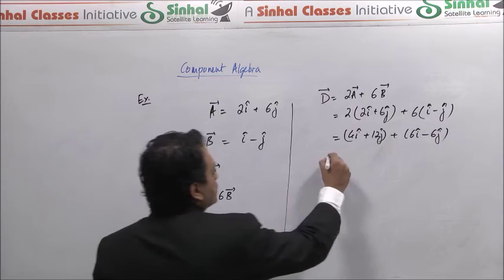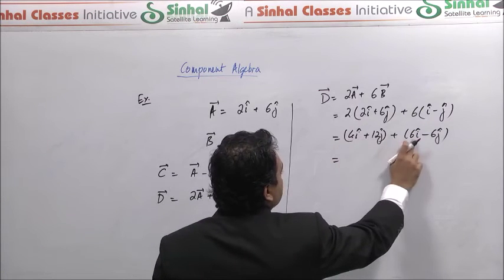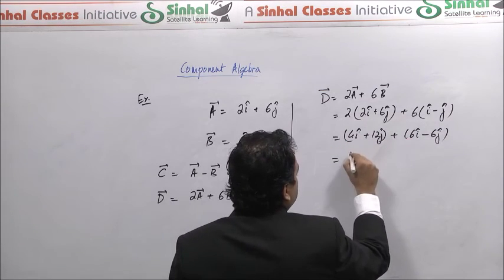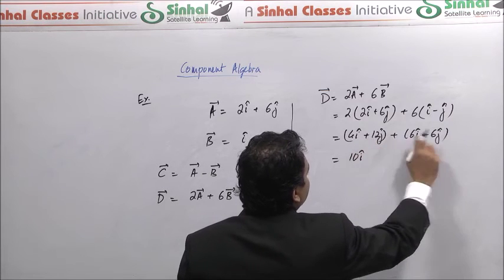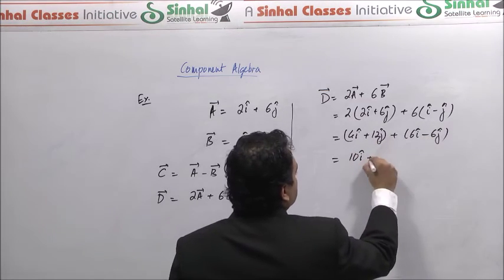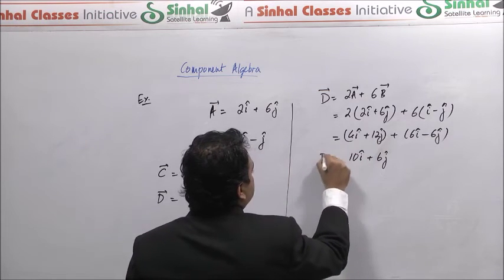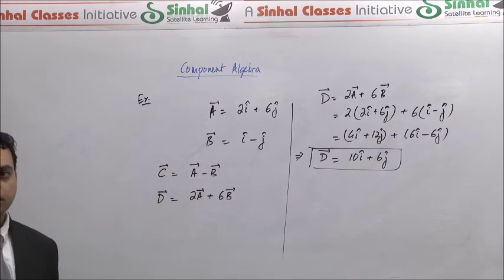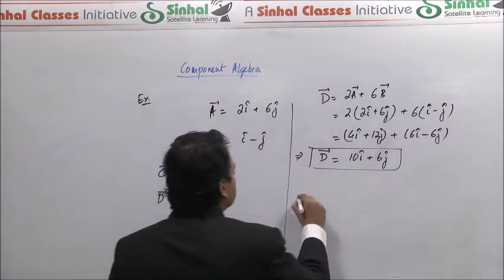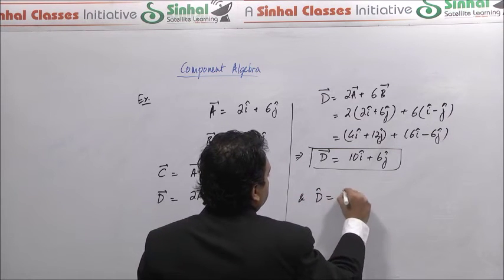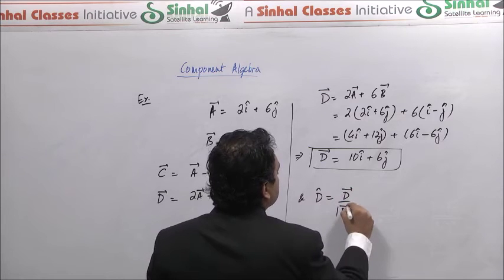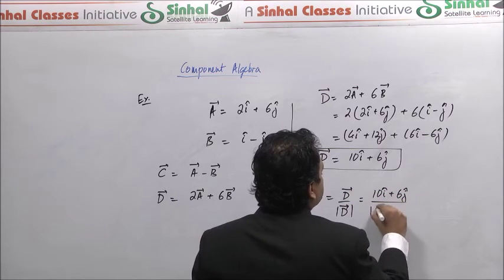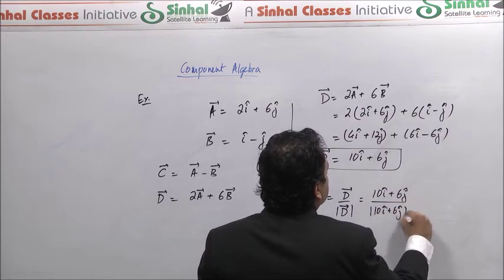And further expanding this, you can see that when you open these brackets, 4 and 6 are both along i cap, so that becomes 10 i cap, and 12 and minus 6 are along j cap, so that becomes 6 j cap. So that is the vector D itself. And once again, the unit vector of D is 10 i cap plus 6j cap divided by magnitude of 10i plus 6j.